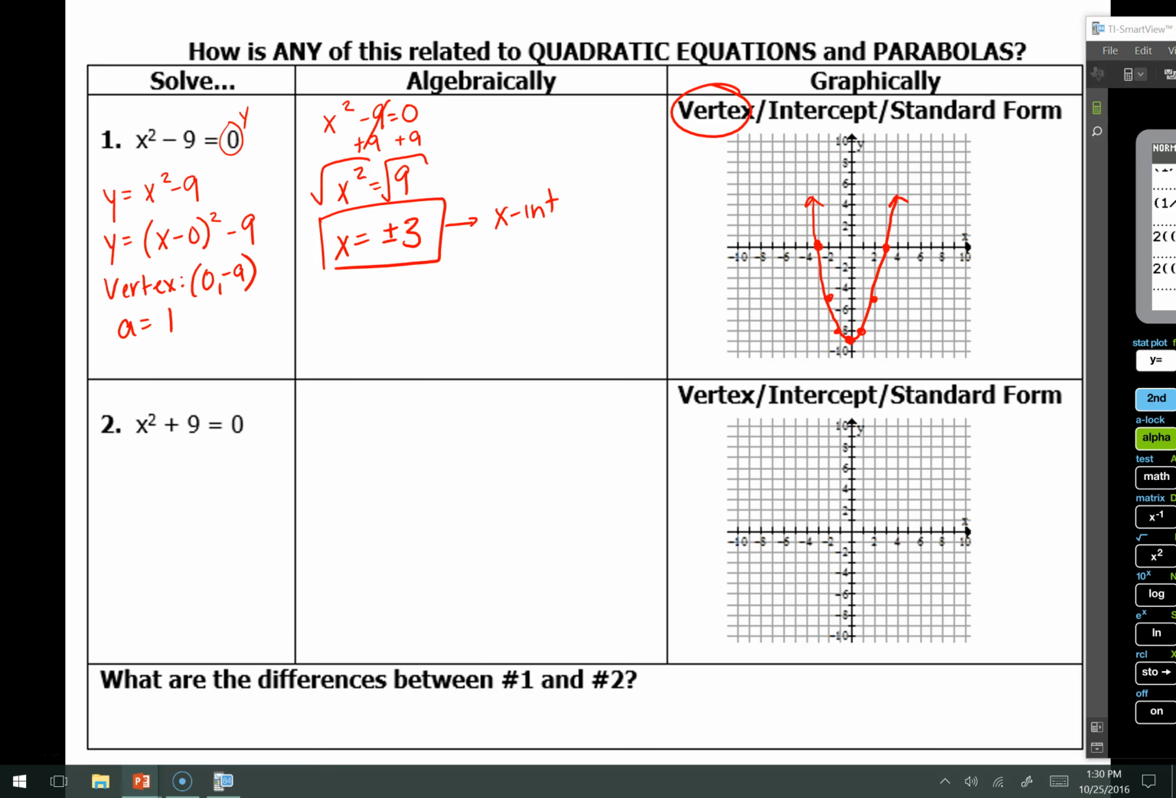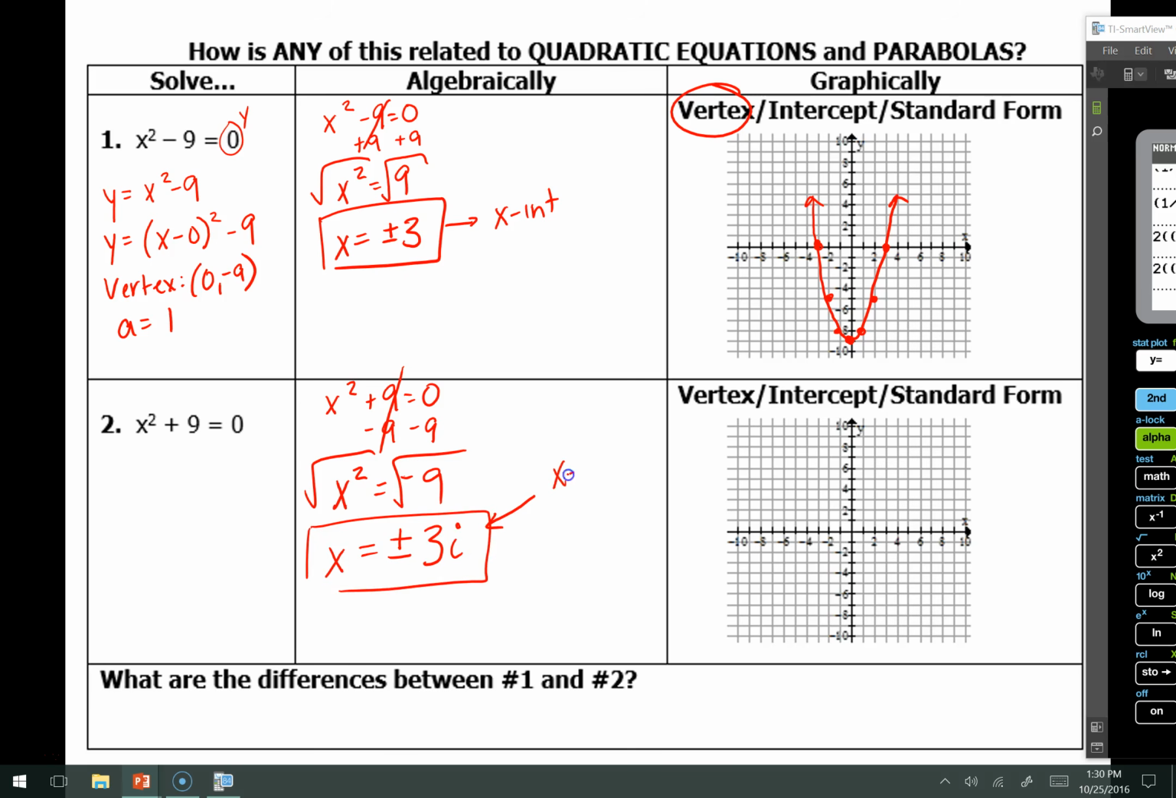Okay, let's look at another one. This one's going to have some imaginary numbers in it, and we'll see what that means with the graphing we were doing before. So let's solve it algebraically first. I have x squared plus 9 is equal to 0. We need to subtract 9 from both sides to isolate the x squared value. And then we need to take the square root of both sides. When we take the square root, we get x is equal to, don't forget, plus or minus 3. But then you have this negative inside, the square root of negative 1 is i. So my x-intercepts for this are positive and negative 3i. That means that my x-intercepts are imaginary.